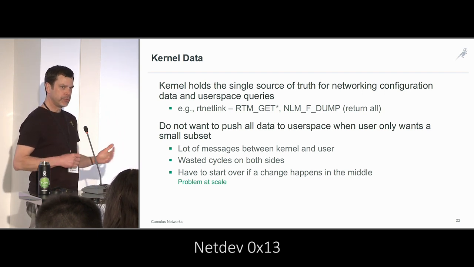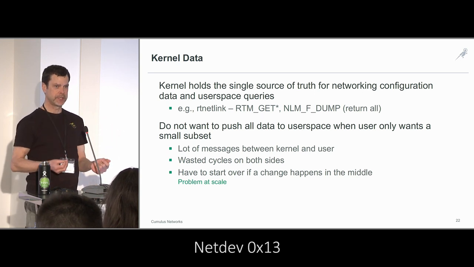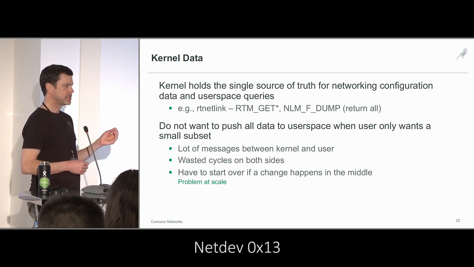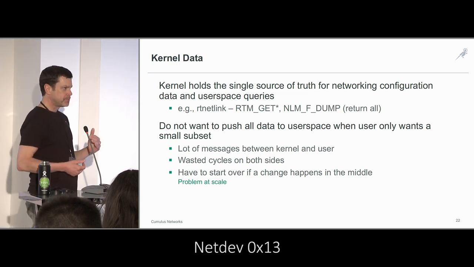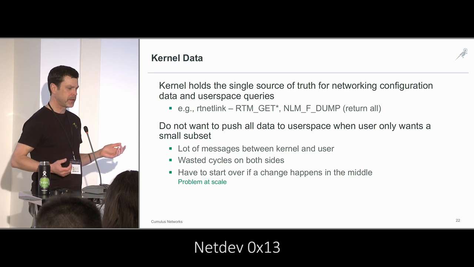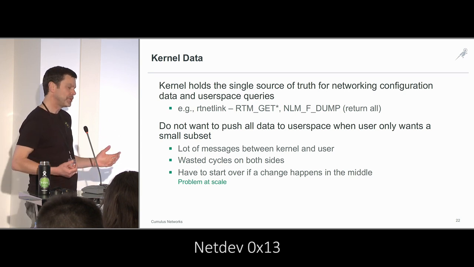And what you don't want to do is have this database in the kernel with a million routes or 10,000 links and push all that data up to user space when it only cares about, say, eth1, right? That's a lot of wasted cycles both on the kernel side, pushing all this data to user space, and the user space going, I don't care about this one, right? And if that dump gets interrupted, you get started all over again.